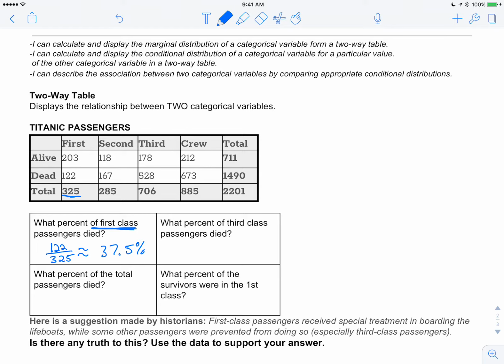What percent of third class passengers died? Same question, they just swapped out first with third. This denominator changes now to 706. You'll correctly note that third class was much larger than first class. The people that died, 528. That's approximately 74.8%.